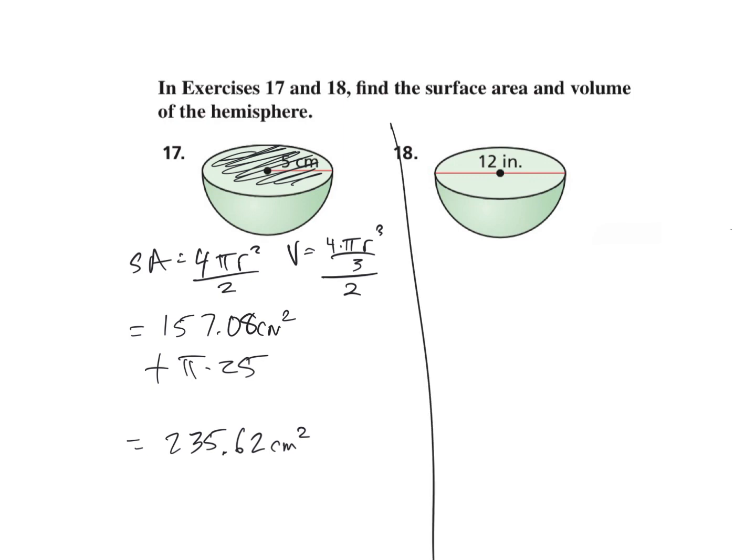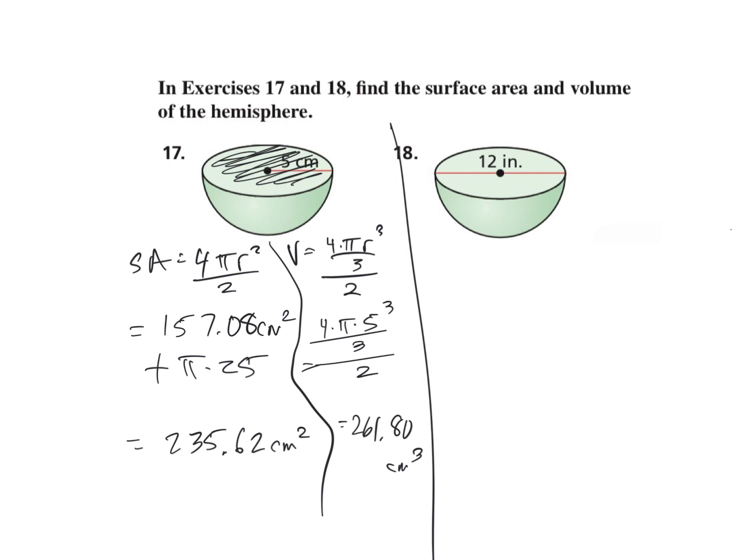And now we do volume. Okay, volume is 4 times pi times 5 cubed, divide by 3, and then divide that by 2. And there's nothing different about this part. So 5 cubed is 125 times pi times 4, and then we divide that by 3, and then we divide that in half. All right, so that should be 261.80 cubic centimeters.